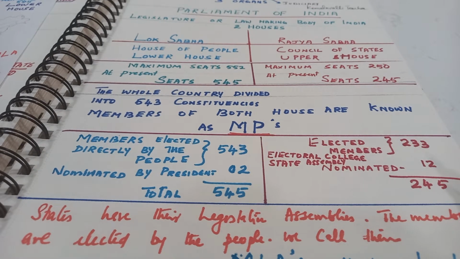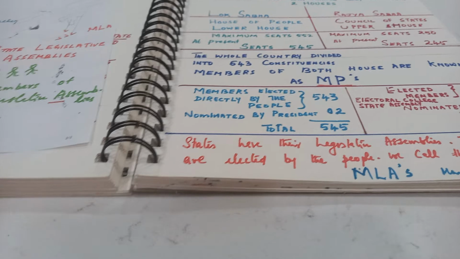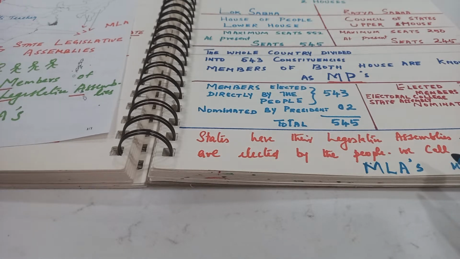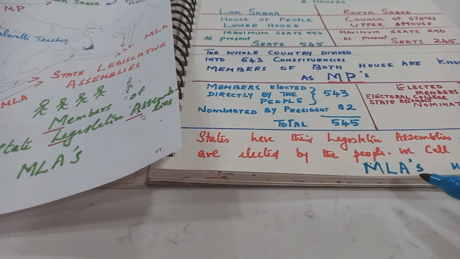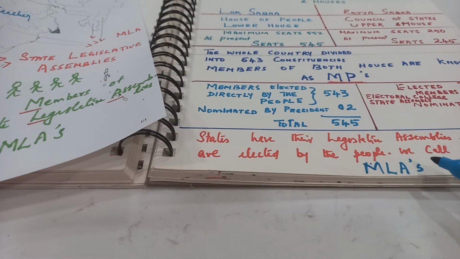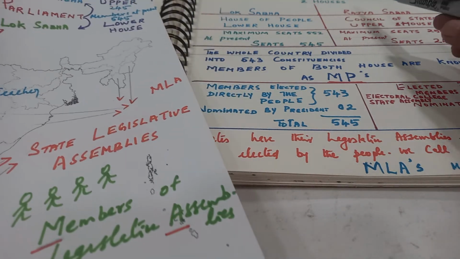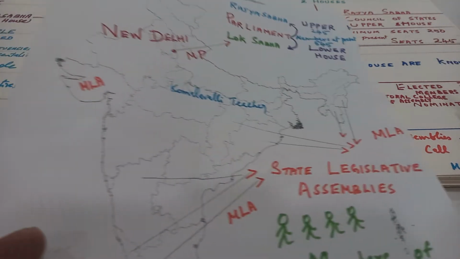Twelve members are nominated, based on art, literature, science, social service, etc. From there, persons are nominated to Rajya Sabha. States have their own legislative assemblies. The members are elected by the people. We call them MLAs. So children, I hope you understood. Members elected to legislative assemblies are called MLAs, and members elected to the Parliament are called MPs.